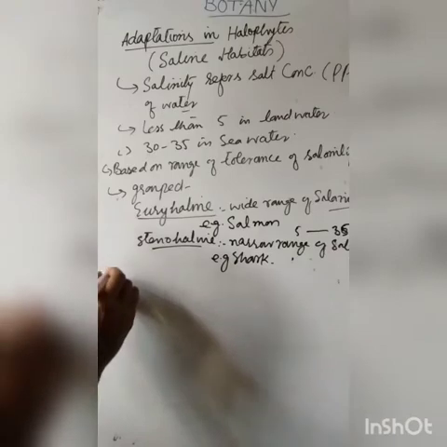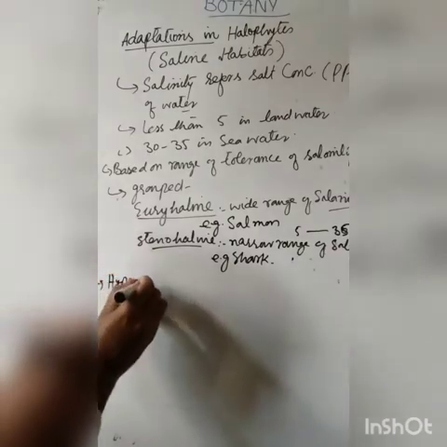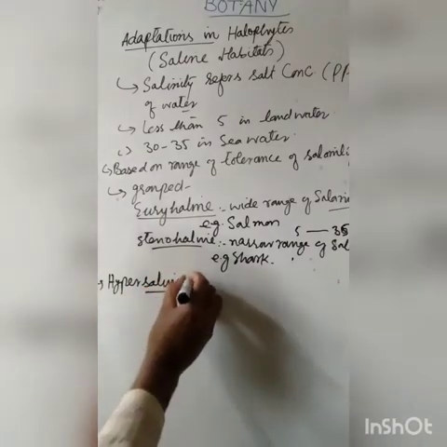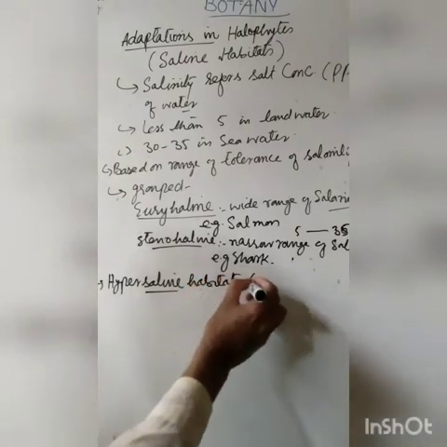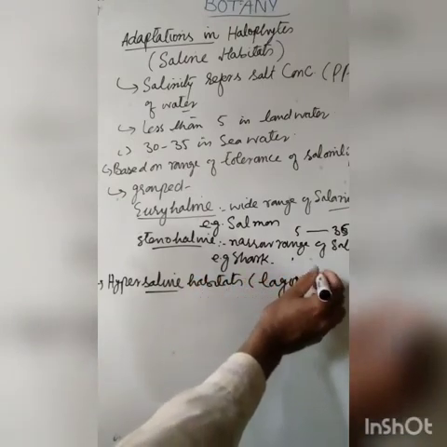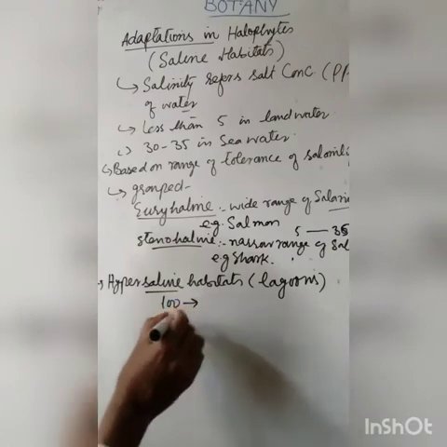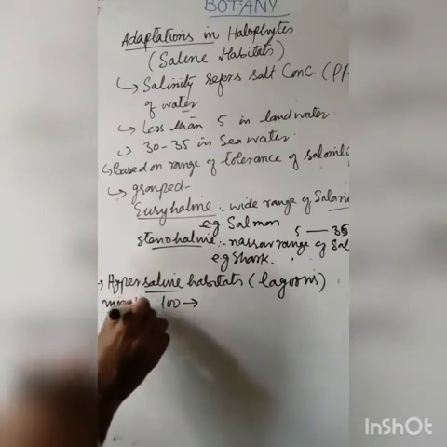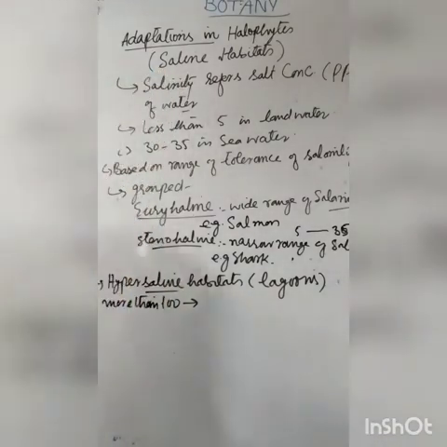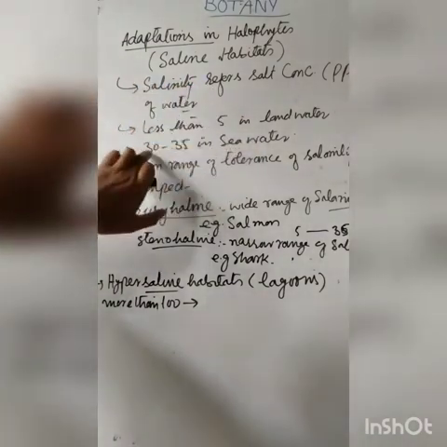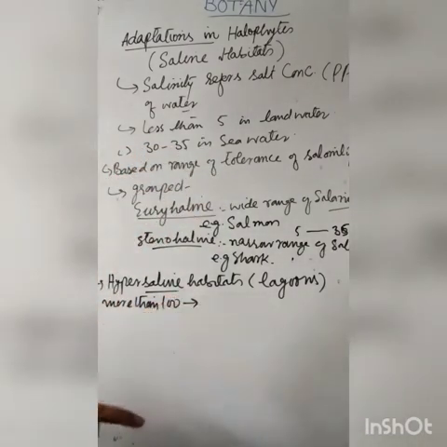Now we can have the hypersaline habitats. They are called lagoons, where there is more than 100 salinity. That is, they are called hypersaline. So we can have less than 5 in land waters. We can have the normal sea water, which is 30 to 35, and we can have hypersaline habitats, that is 100.